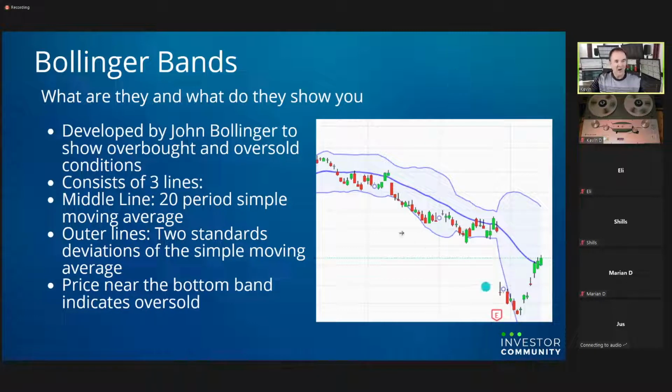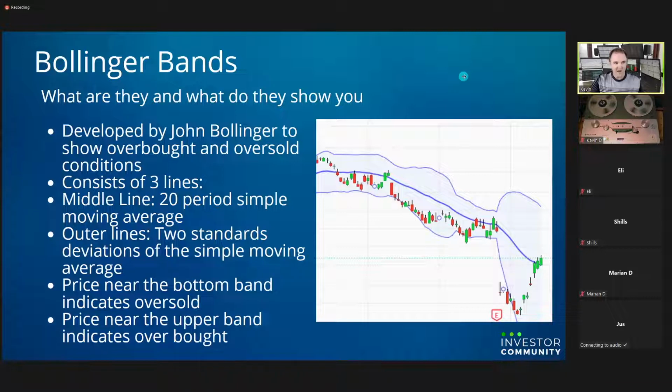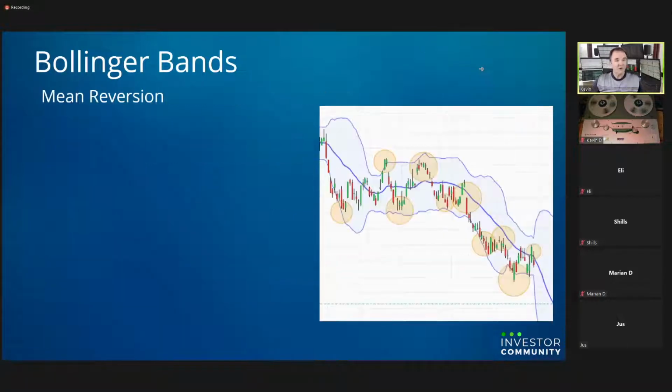So like I said, when price is near the bottom band, it's oversold. And when it's at the top of the band, it's overbought. Is that pretty straightforward so far? Anybody have any questions on that? Doesn't sound like it, so we'll just keep going here.